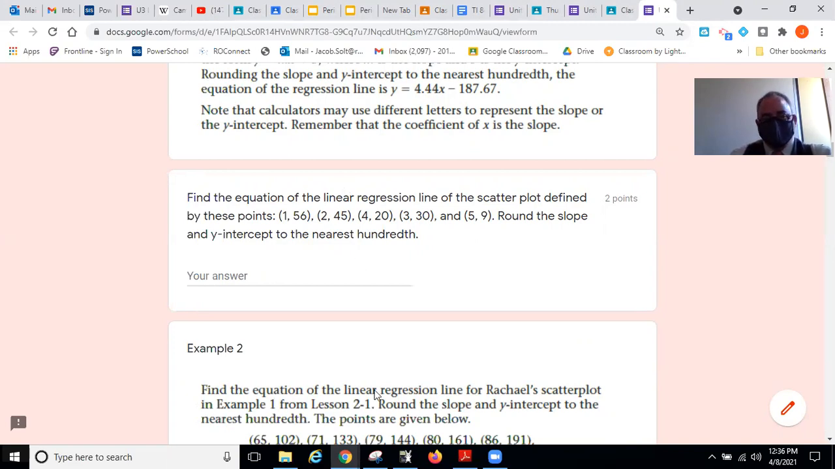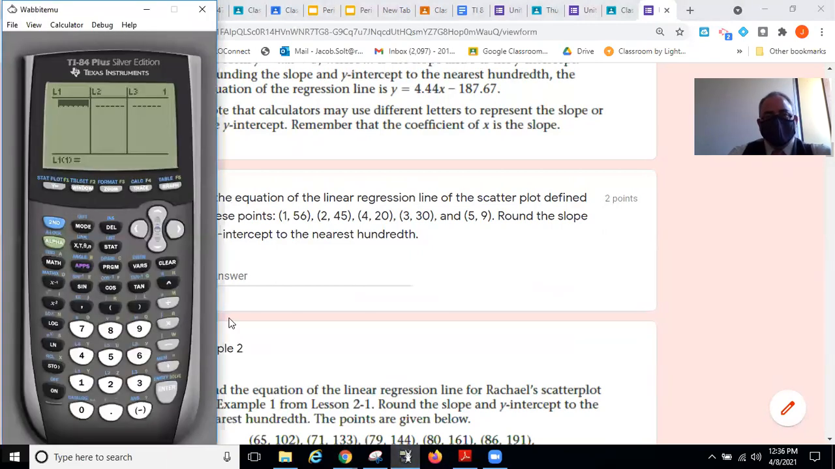All right, let's talk about it. I want to put my X values in list one, right? So I see that there's a 1 next to the 56. I'm going to add the 1 first. Then I'm going to put 2 as my next value because I'm just putting in the X values. 4, 3, 5. All right, so I put all the X values into list 1. I'm going to put all the Y values in list 2. 56 is my first Y value. My next one's 45.